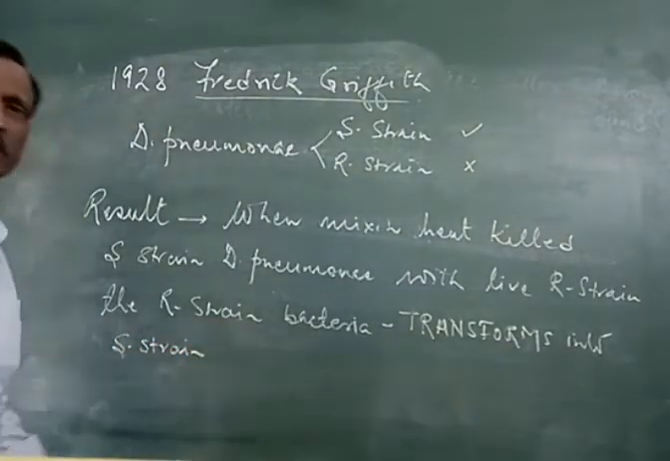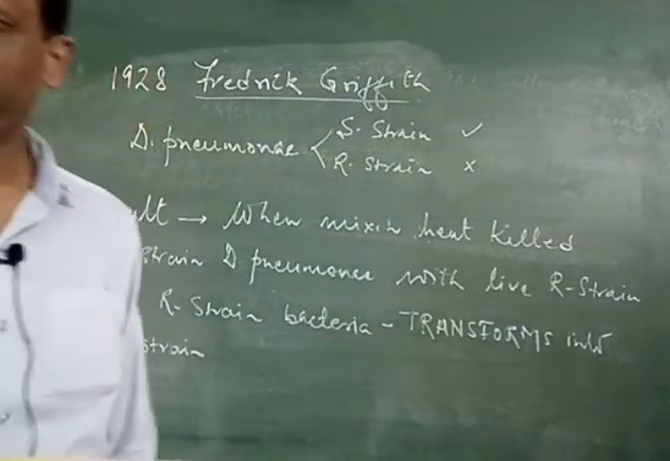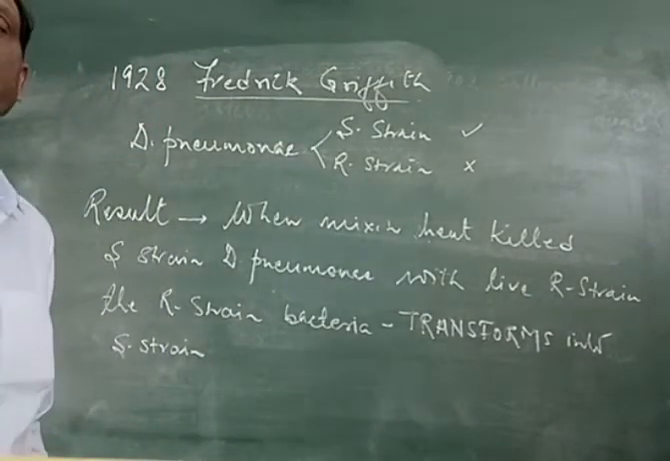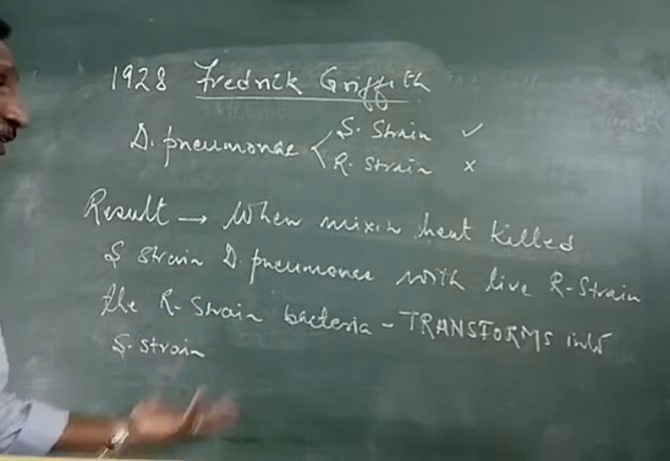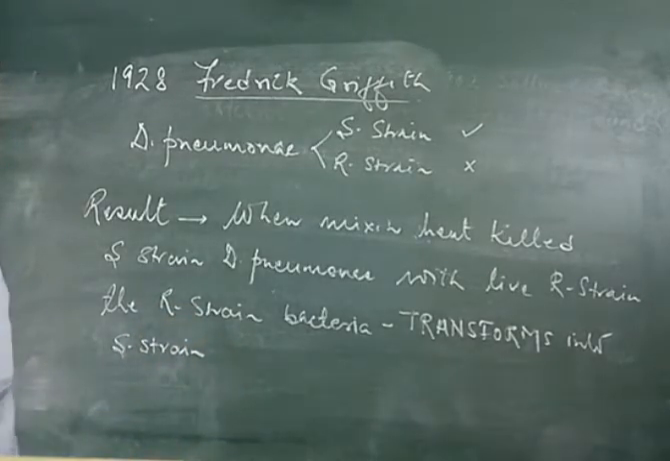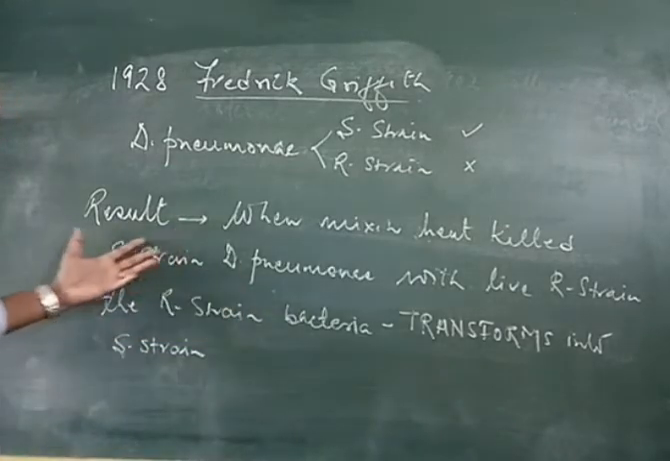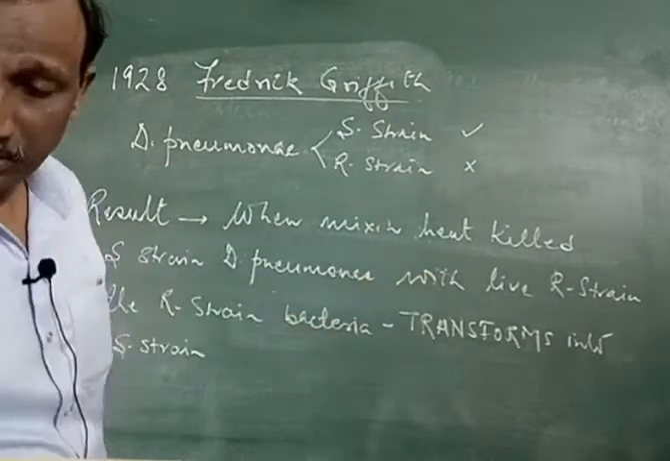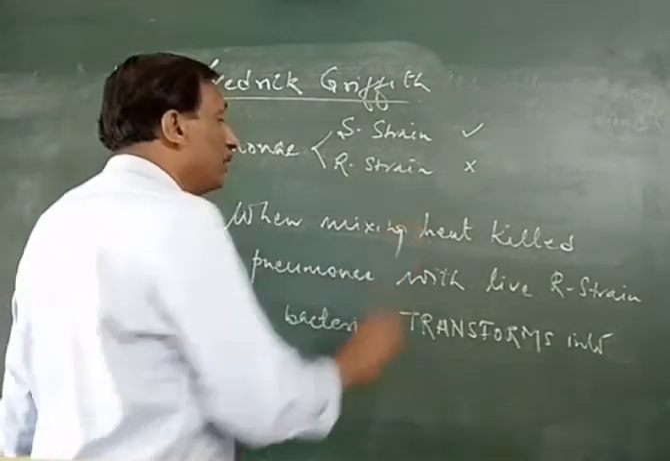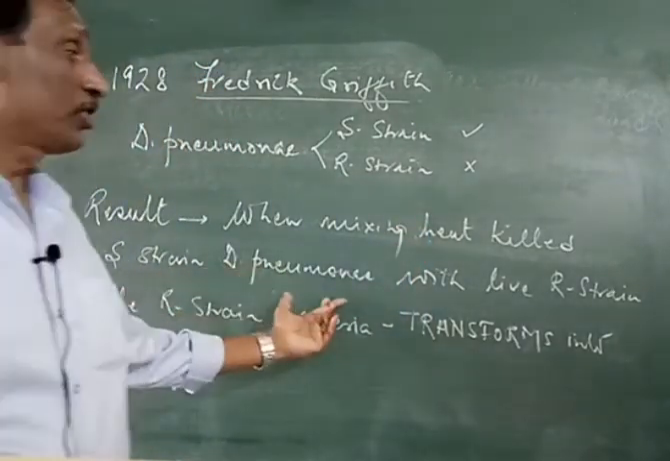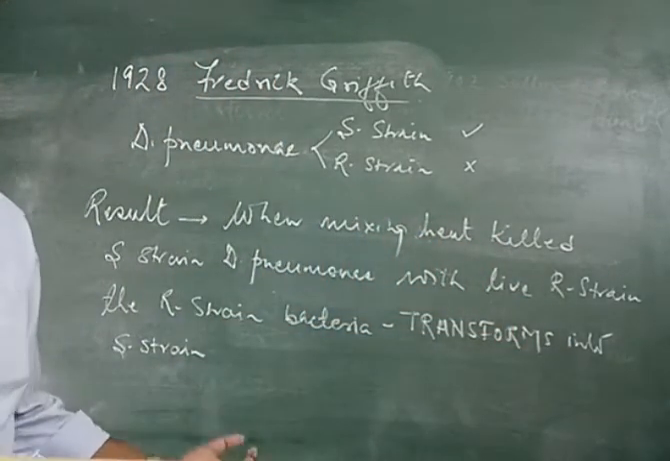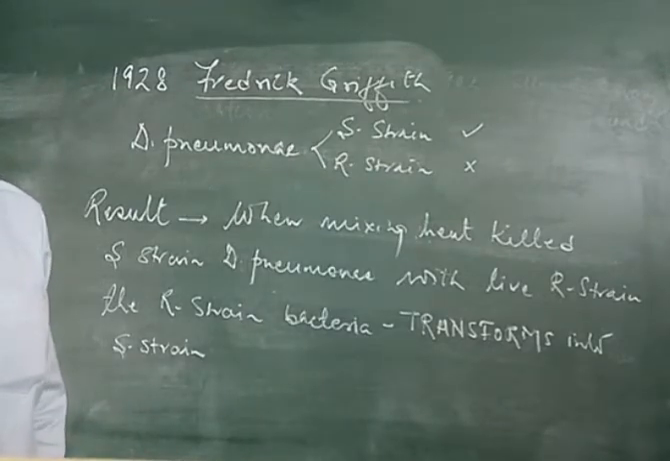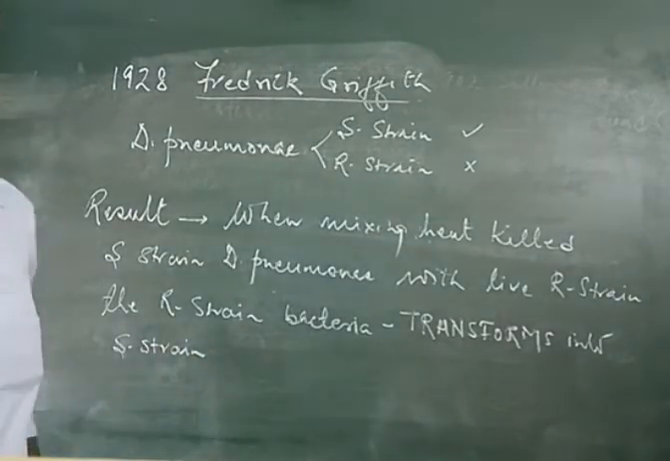After repeating the experiment 3, 4, 5, 6, 7 times, any number of times, he did not get any result differing from this. So what other option did he have? He had to write down what he found. He wrote that when I mix heat-killed S strain Diplococcus pneumoniae with live R strain bacteria, they modify, they transform, they change into live S strain.